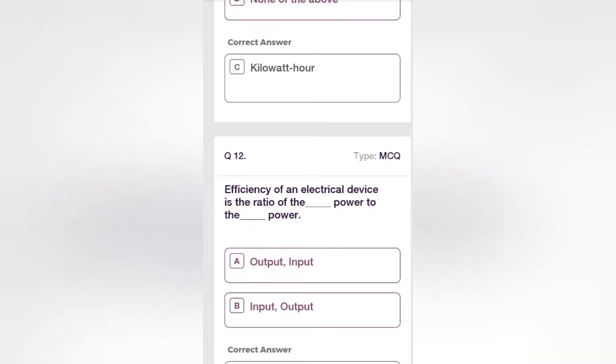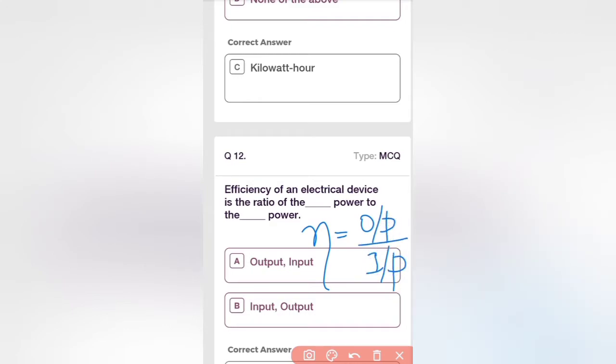Efficiency of electrical devices is given by dash to dash. Efficiency is given by the ratio of output to input, the ratio of output power to input power. Option A is the correct answer.